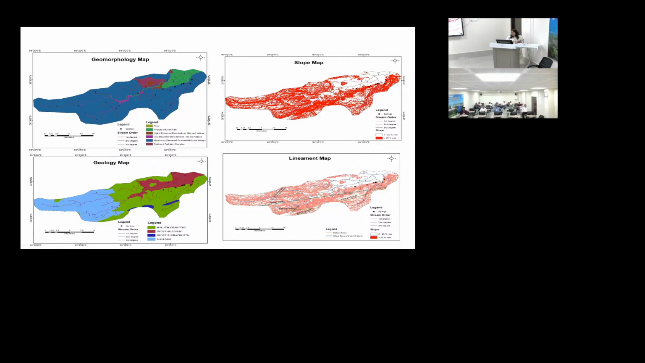And further, if you see the lineament map, towards the southern part there is a huge shear zone, which means it is a highly fractured zone. So most probably the origin of these springs is from these shear zones.